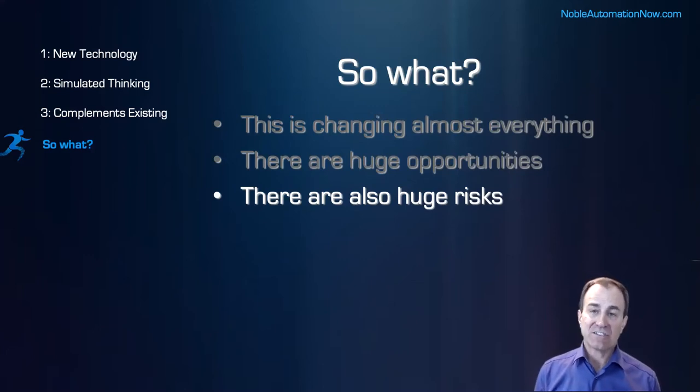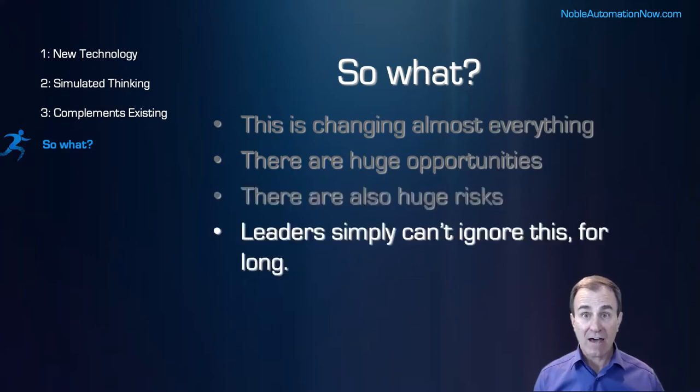Well, that is exactly what Noble Automation is all about. And we'll cover that in the next video. Those are the huge risks you can avoid and you can thrive. So the last point is simply that leaders cannot ignore this. You don't have to become an expert, but you have to know that it's there, because people are looking to you to lead, to figure out what they should or shouldn't do with some of this stuff, or to be empowered.